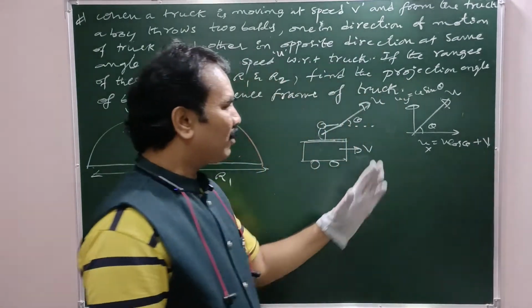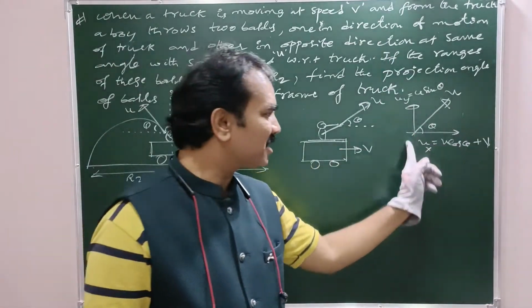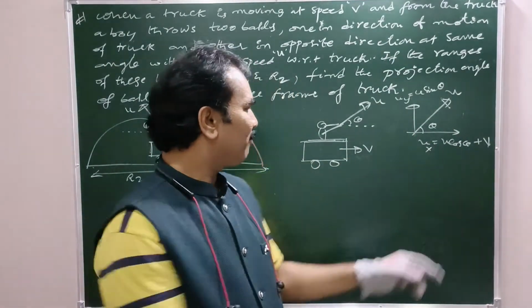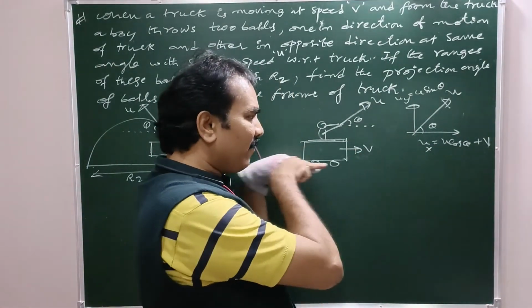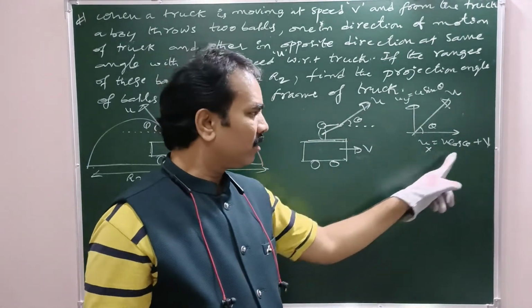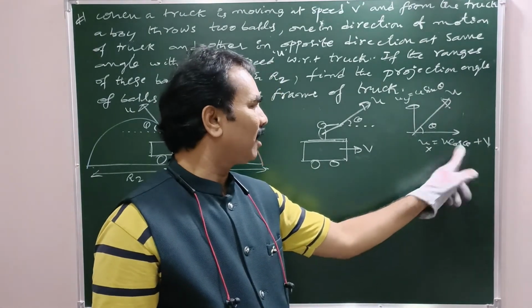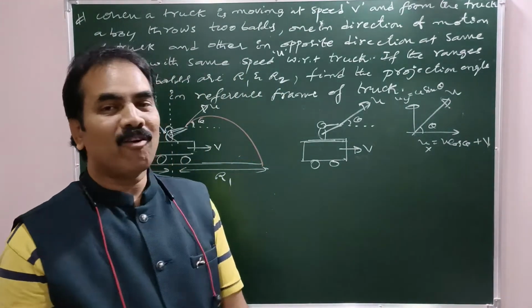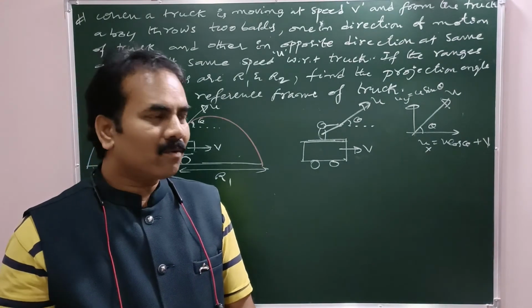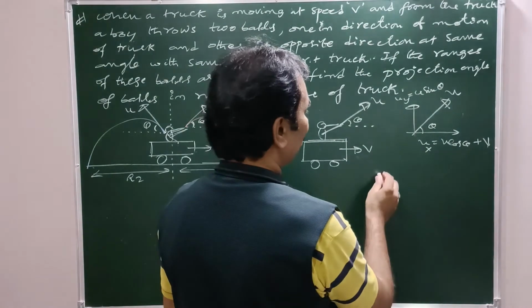Right? Now there is no effect on the vertical component of velocity. Simply the horizontal component is affected because of the motion of the vehicle. Why? Because the vehicle is moving rightwards. So we have to include the velocity of the vehicle in that horizontal component of the ball, that is u cos theta plus v. So accordingly, what parameters change here?